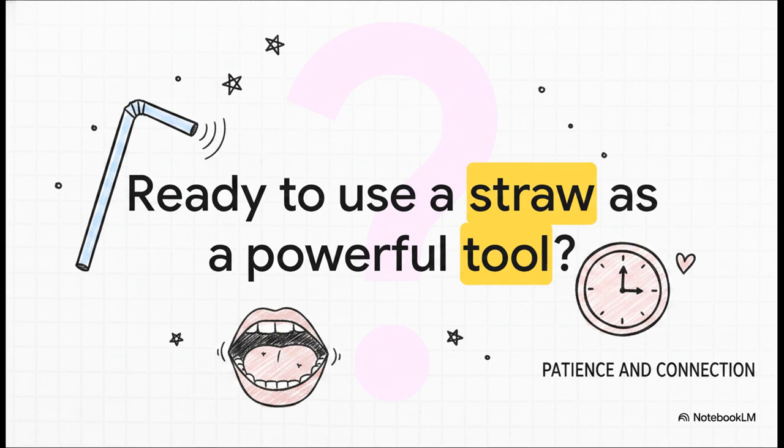Which makes you wonder, if simple mechanical tweaks and immediate feedback can completely rewire a child's speech, what other impossible learning hurdles in your child's life are just waiting for the right feedback loop?